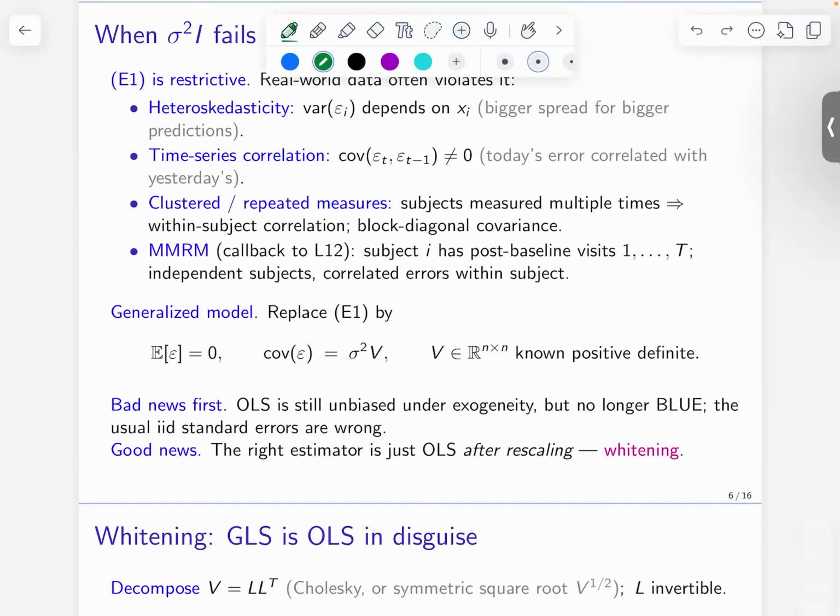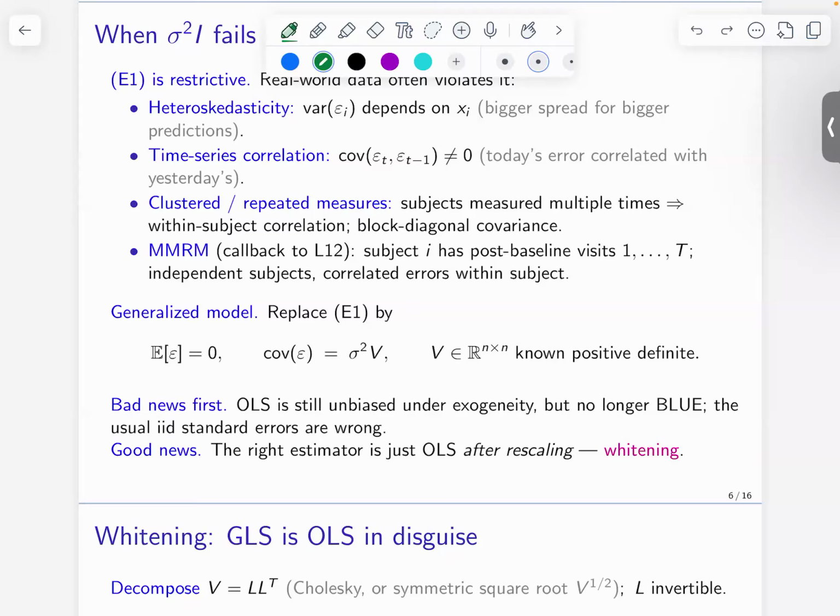So the bad news is OLS, although it's still unbiased, is not going to be the best linear unbiased estimator anymore. And in fact, the confidence intervals, the t-test, the F-test, they all are going to be wrong, in the sense that your coverage, for example for confidence intervals, is not going to be what you set. Especially if you have correlated errors, you tend to underestimate the variance. So the variance would generally be larger, so your confidence intervals would be smaller than they should be.